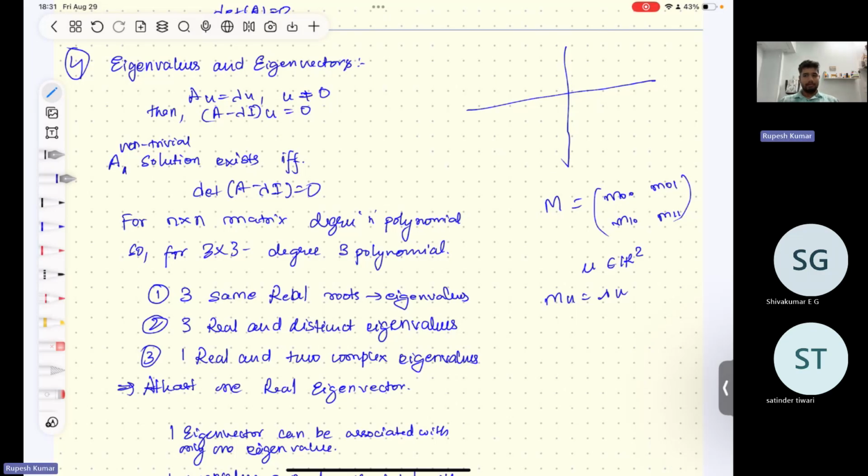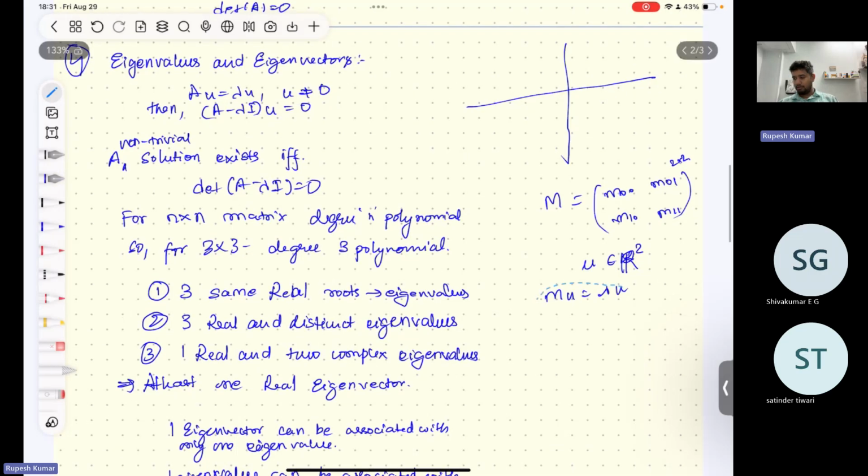I'm saying we have a matrix of dimensions 2 by 2, and we have a vector U that belongs to the R2 space, right? So basically the two-dimensional Cartesian plane. Then I'm saying MU equals lambda U. What does this say about the matrix M? By this, can you infer something about matrix M?